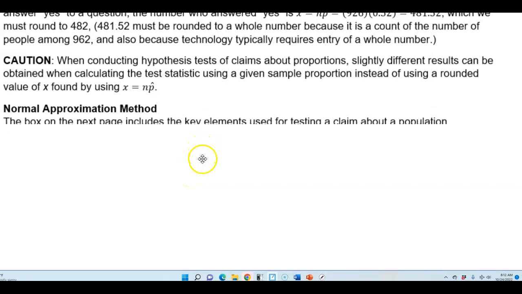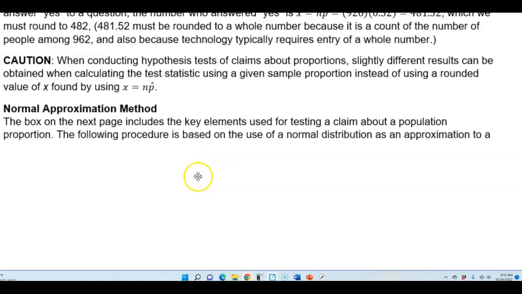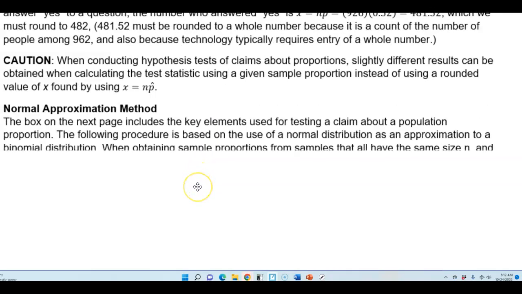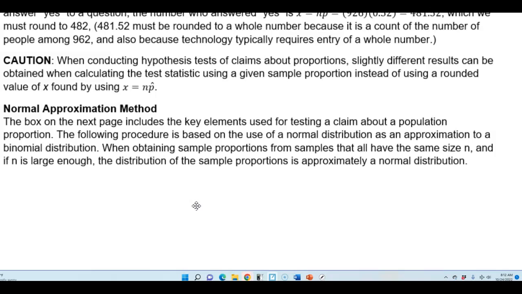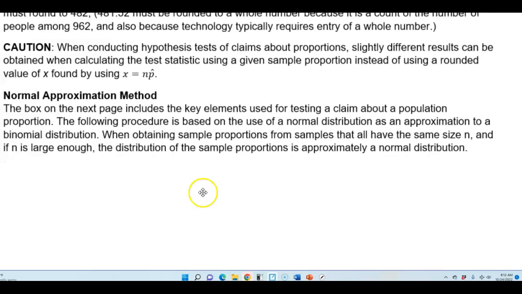The normal approximation method. The box on the next page is going to include the key elements used for testing a claim about a population proportion. The following procedure is based on the use of a normal distribution as an approximation to a binomial distribution. When obtaining sample proportions from samples that all have the same size n, and if n is large enough, the distribution of the sample proportions is approximately a normal distribution.